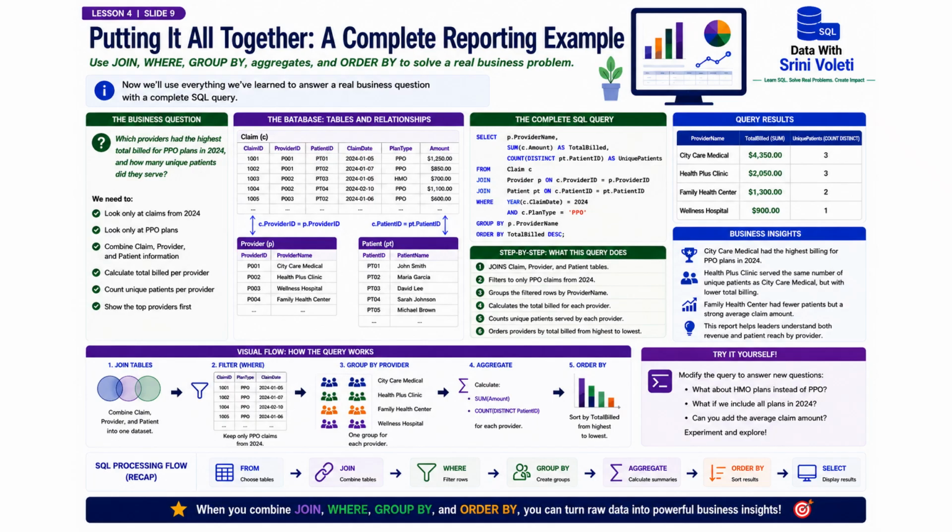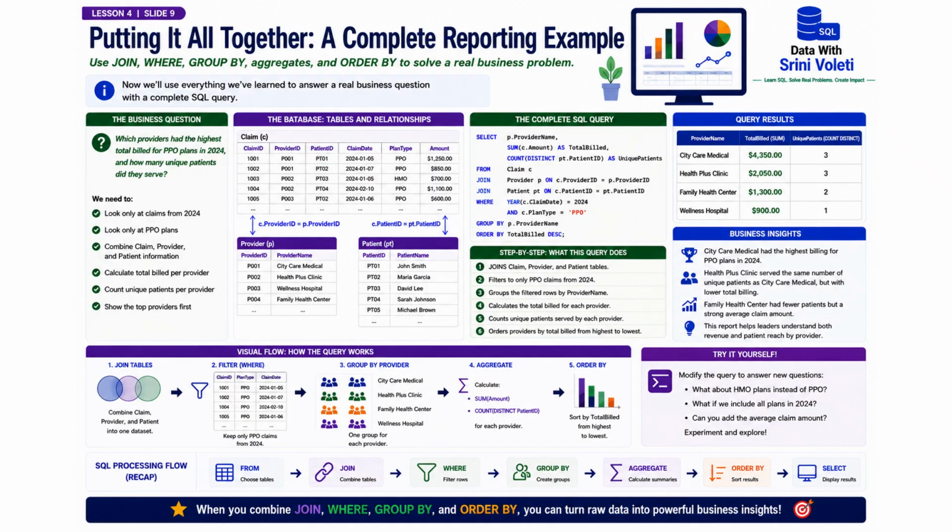Next, we filter the data using the where clause. We keep only PPO claims from the year 2024. Everything else is removed. Notice how much smaller and more focused our dataset becomes. Now group by takes over. SQL creates one group for every healthcare provider. Instead of looking at individual claims, now we are looking at providers as groups.